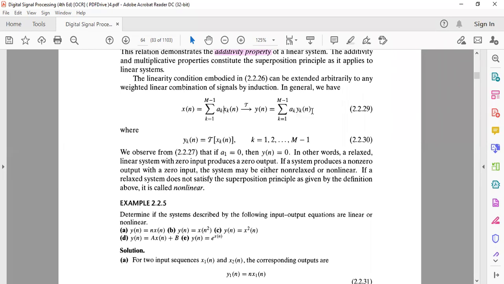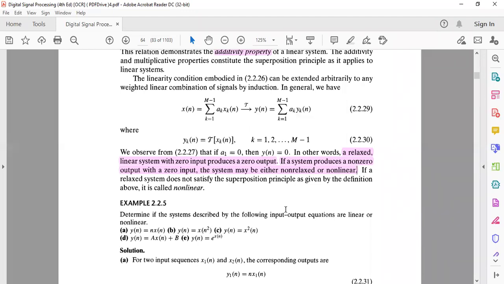In other words, a relaxed linear system with a 0 input produces a 0 output. If a system produces a non-zero output with a 0 input, the system may either be non-relaxed or non-linear. It's very important. Where have you ever seen a system give a non-zero output even when it has a 0 input?